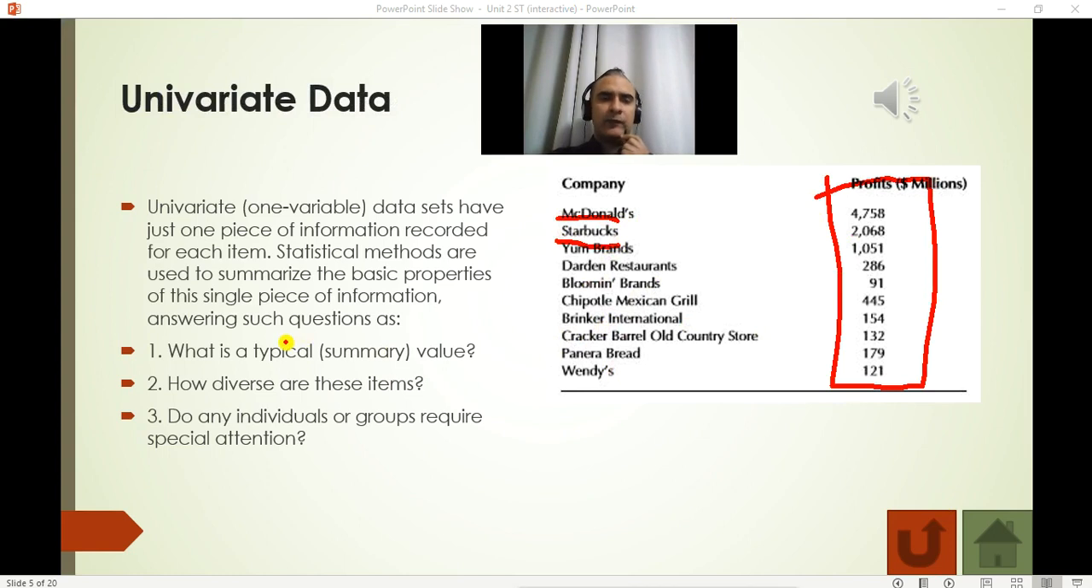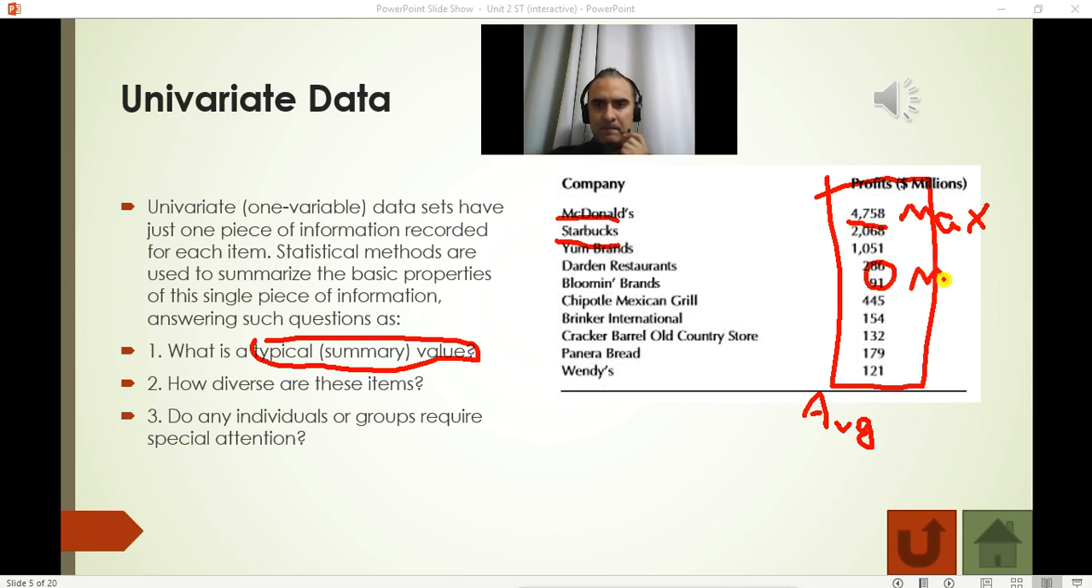In univariate data, we're going to be looking at what is the typical or the summary value. So I can say, what is the average of all these numbers, what is the max, what is the minimum, etc. Those are just the summary values, and we're going to be talking about summary values in Unit number 4. Pay attention to that. But right now we're just talking about univariate data.